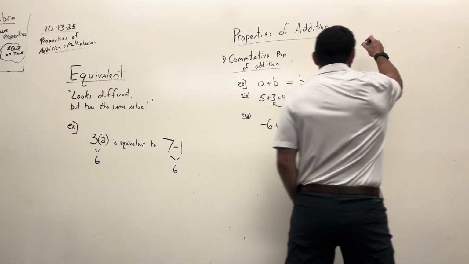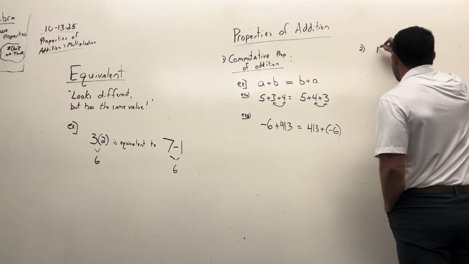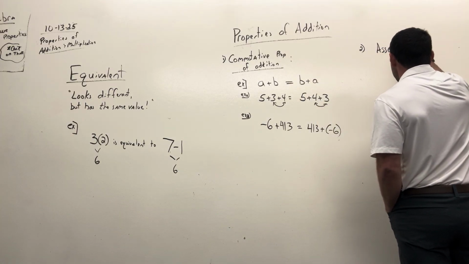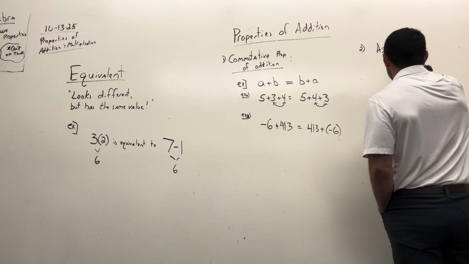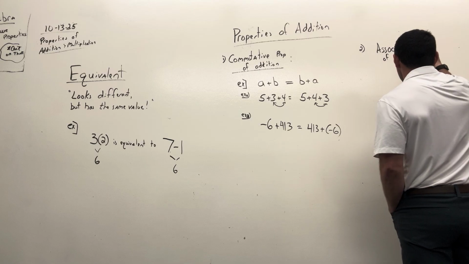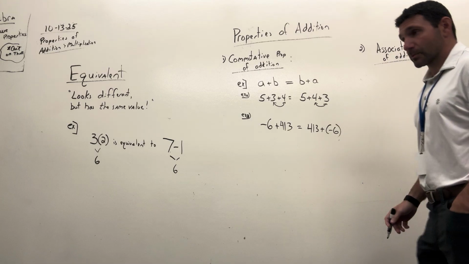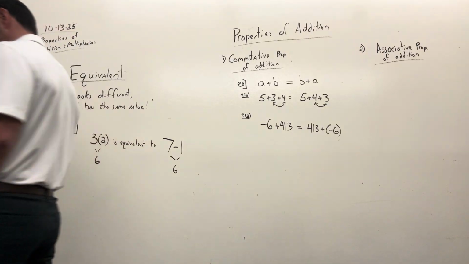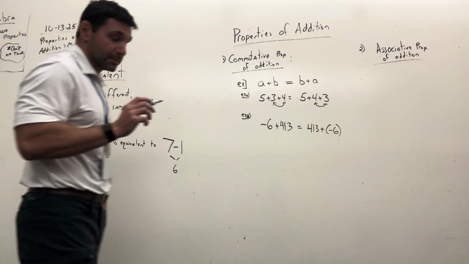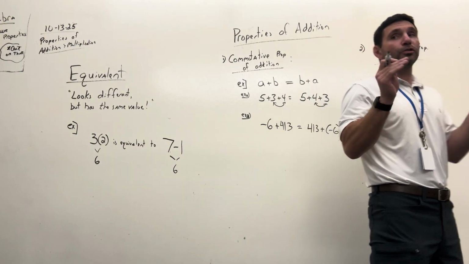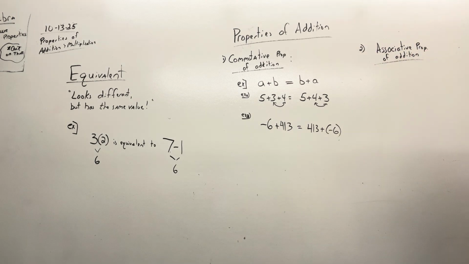Then, we are on to the associative property of addition. Okay, the associative property is saying I'm going to associate with different numbers. Okay? You know how you associate with friends? Yeah, that's what we're doing here.